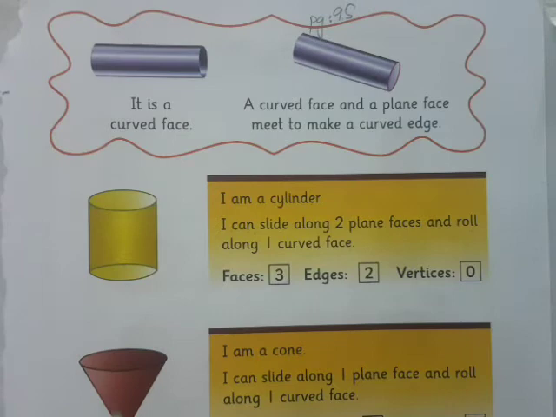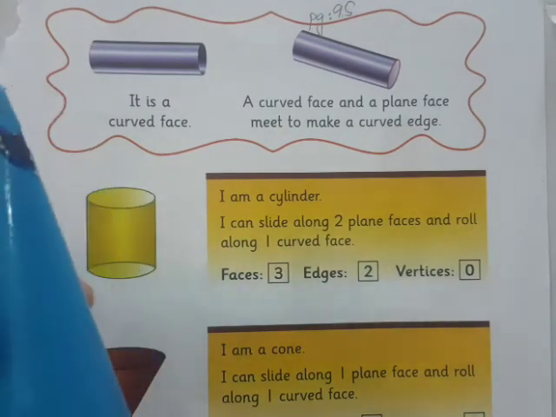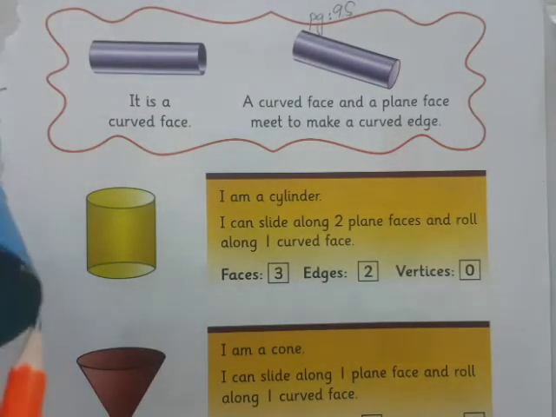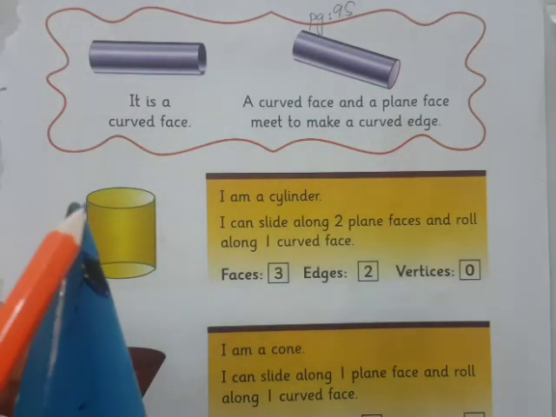Okay, what is the next shape? It's a cone. I am a cone. I can slide along one plane face. This is the plane face of a cone, and it can roll along its curved face. Now tell me how many faces, edges and vertices it has. It has 2 faces, 1 edge and 1 vertex.